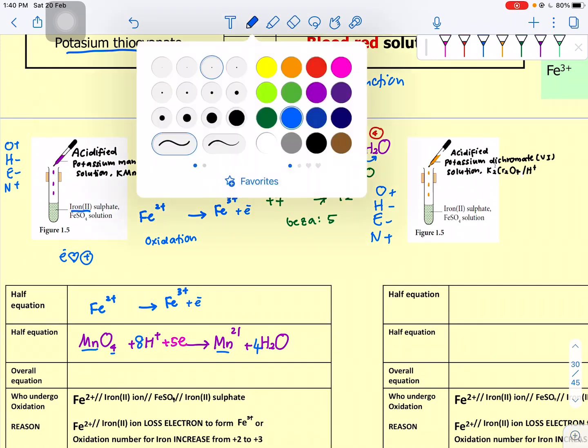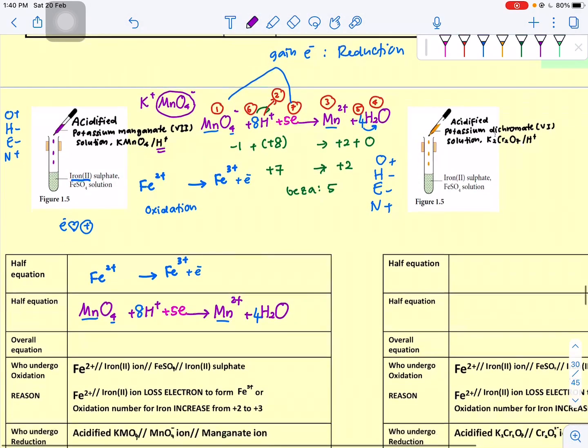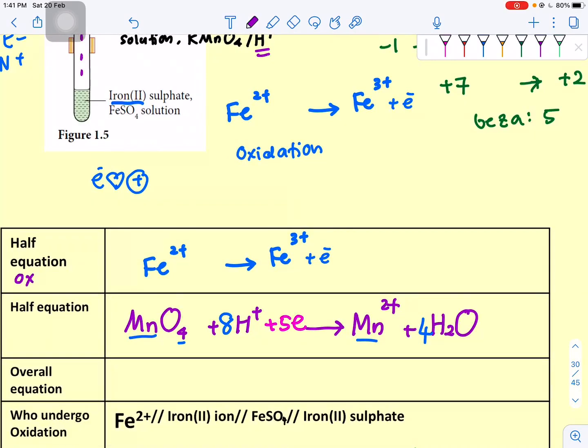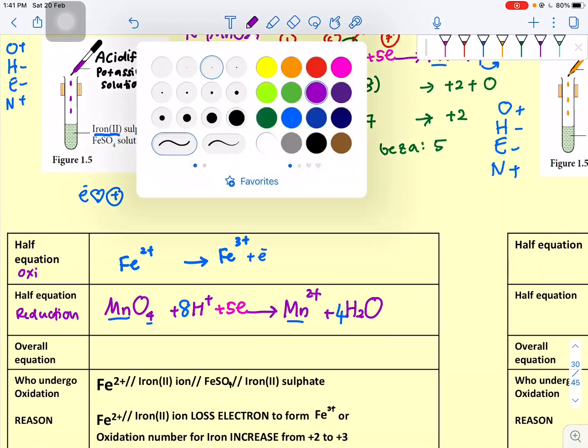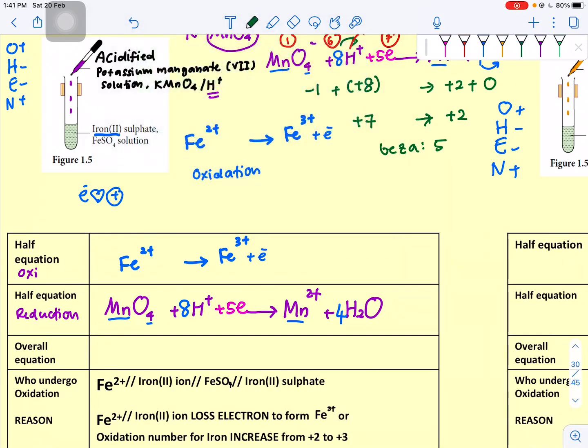Okay, Mn2+. Okay, this is oxidation. This is reduction. Overall equation sama macam tadi. We have to make sure the electrons are balanced. So kalau kita tengok dekat atas ni kita ada 1E, dekat bawah kita ada 5. So what we're going to do, all the ion kita multiply by 5.